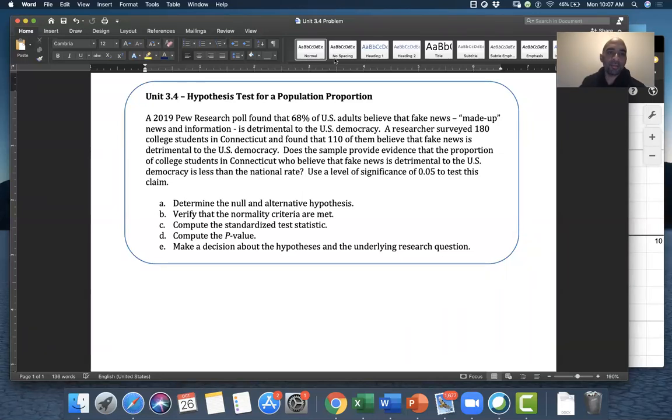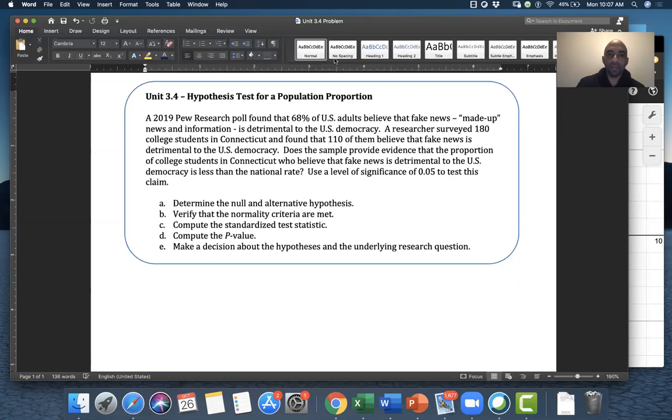It says a 2019 Pew Research poll found that 68% of US adults believe that fake news, made up news and information, is detrimental to the US democracy. A researcher surveyed 180 college students in Connecticut and found that 110 of them believe that fake news is detrimental to the US democracy. Does this sample provide evidence that the proportion of college students in Connecticut who believe that fake news is detrimental to the US democracy is less than the national rate? Use a level of significance of 5% to test this claim.